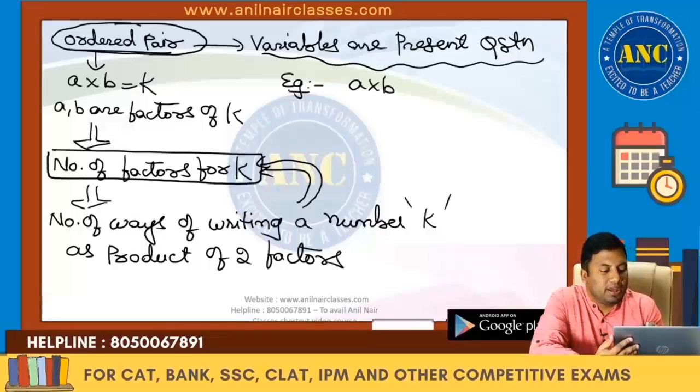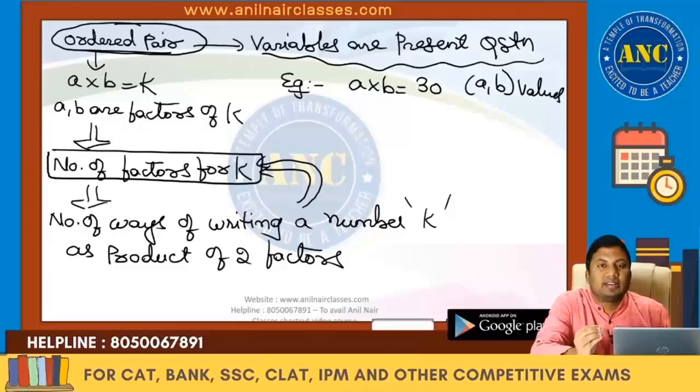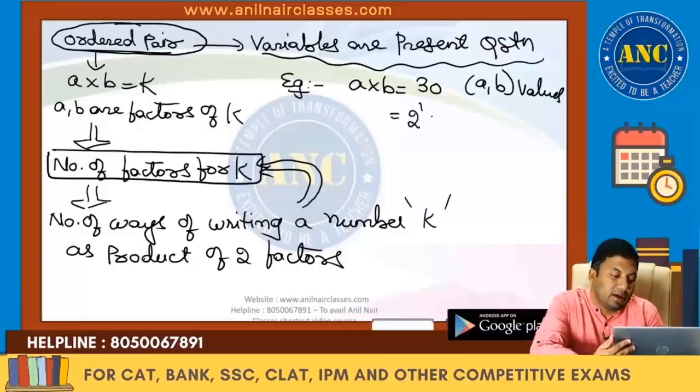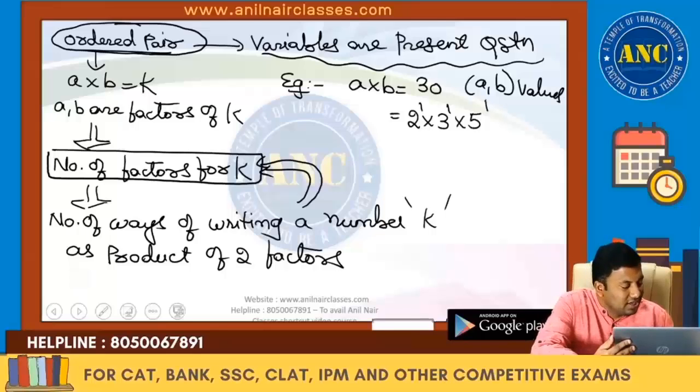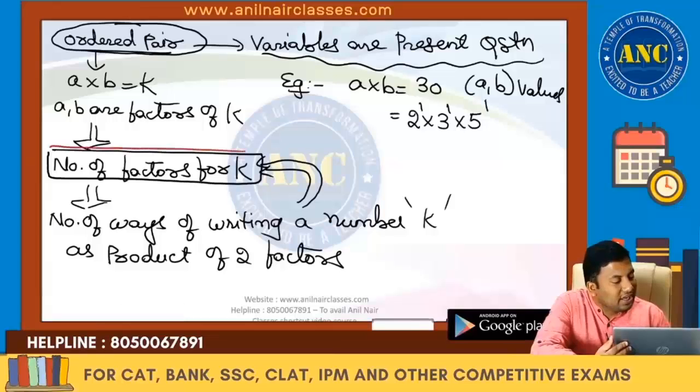A into B equals 30. How many values will A comma B take? Is 30 represented as a product of two factors here? Yes. 30 is nothing but 2 into 3 into 5. Two 3s are 6, six 5s are 30. In how many ways can you write it? It is nothing but the number of factors for K.